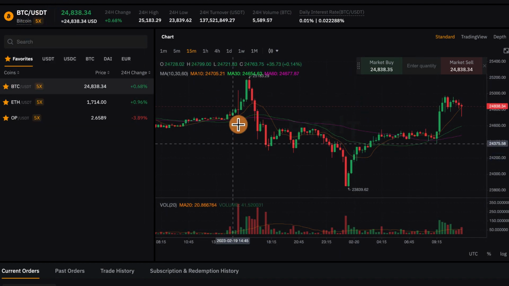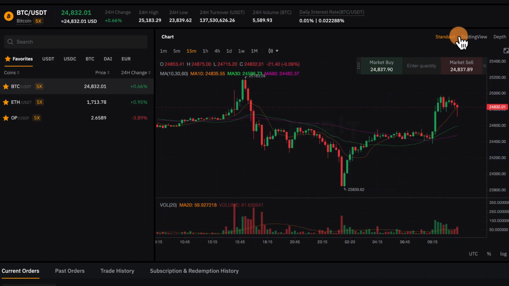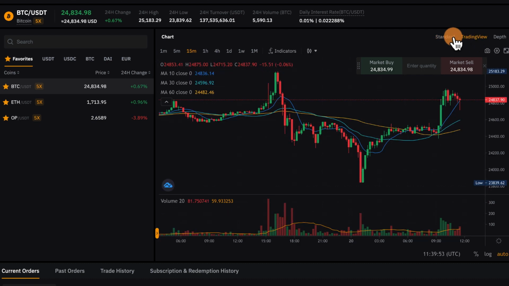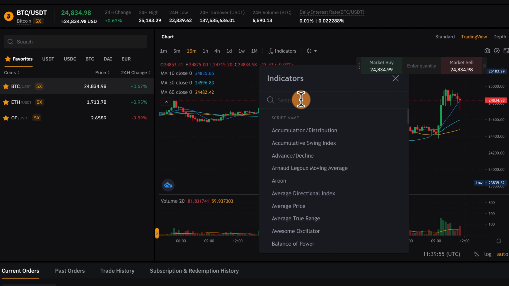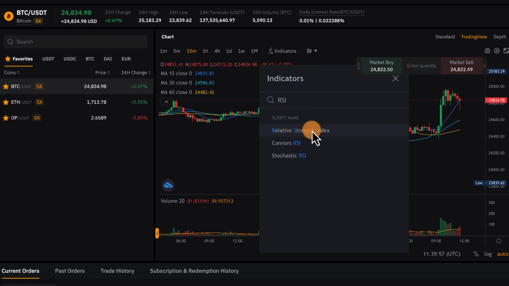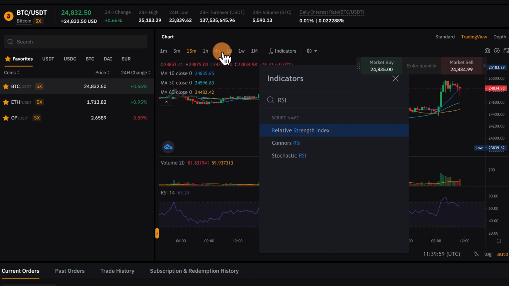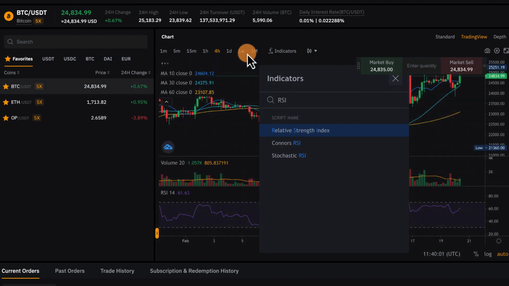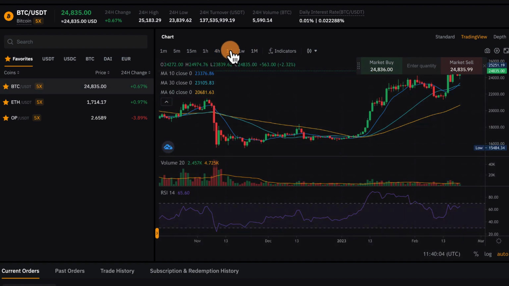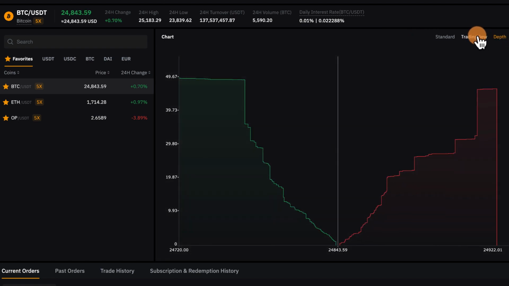Now this is where the graph is. This is a standard graph, but if you are accustomed with trading view chart, you can use that, and you can add indicators as per your need. So let's quickly add RSI indicator. Okay, and then we can change the time frame to see the chart based on our requirement, right? So this is a typical trading view chart, and you can also check the depth for the current order.